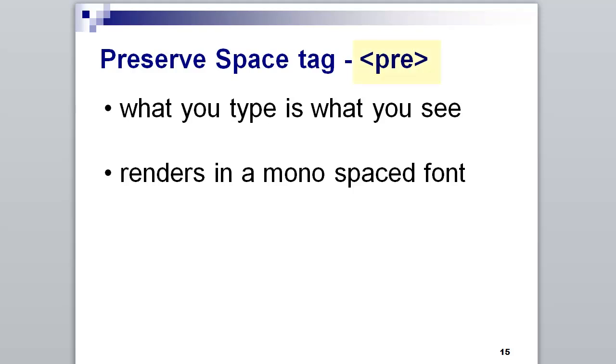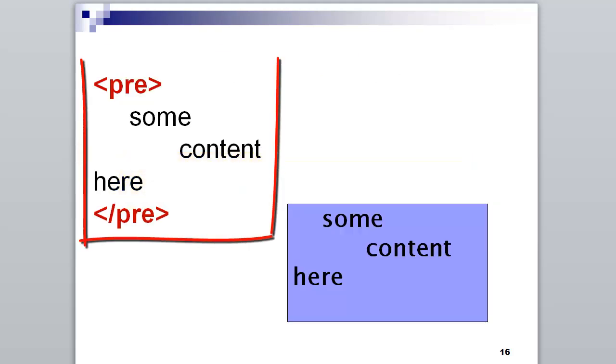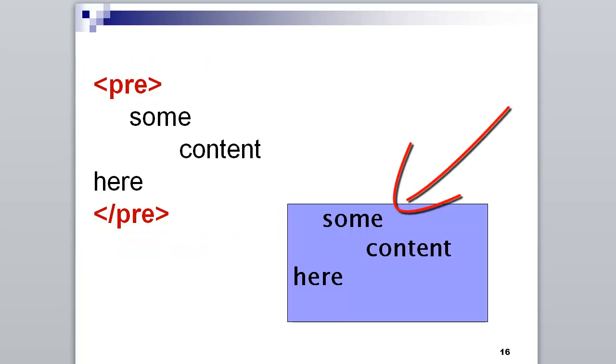The pre tag, which I believe stands for preserve space, you might hear it identified as the preformat tag, allows you to type in content and it will preserve the spacing so that what you type in is actually what you see. In order to do that, it would render the font as a monospaced font. And here is an example of the pre tag where it preserves the white space, and what you see is actually what you get.